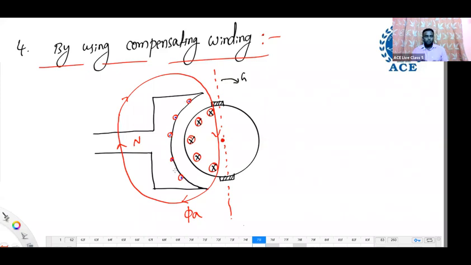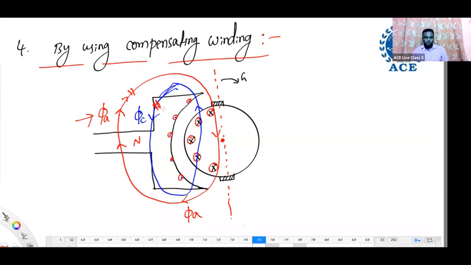Now, if it is dot, apply your right hand thumb rule for this winding. As it is dot outwards, flux will be in the anti-clockwise direction. So, this is the flux due to the compensating winding, and we will produce this flux such that it is almost equal in magnitude, and these two fields will compensate each other. Therefore, there should not be any effect of armature flux on main flux.